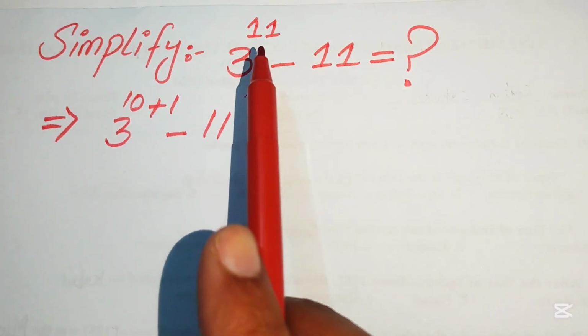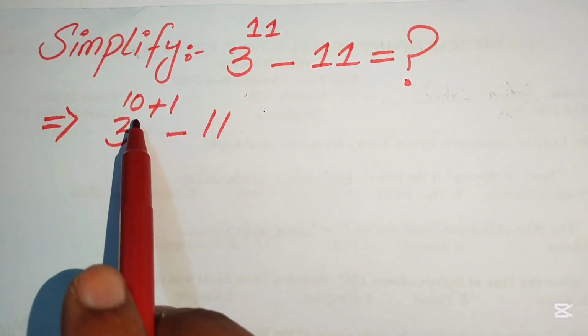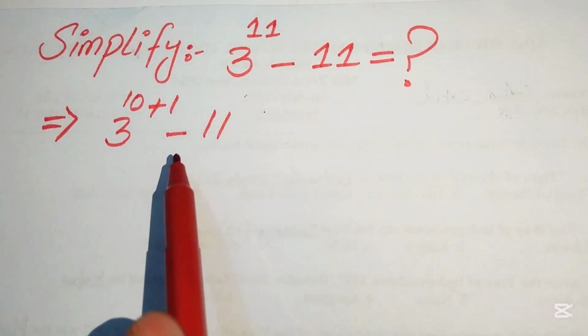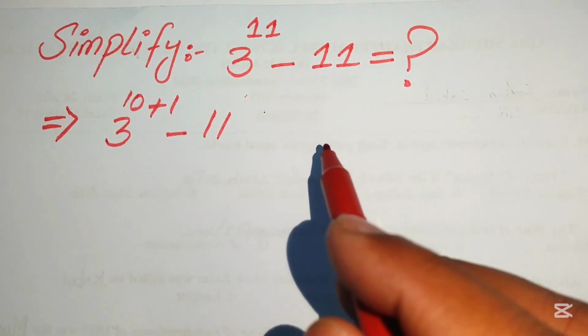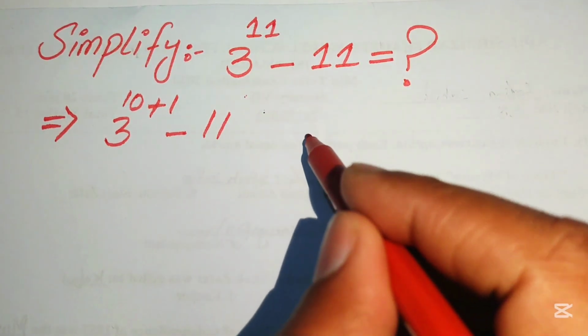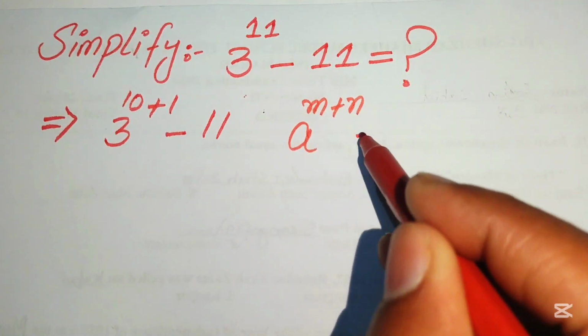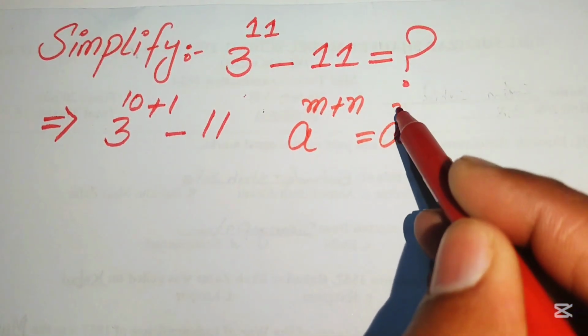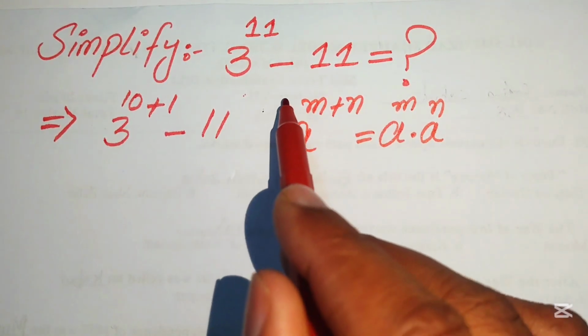So now first we break this 11 and we write it as 3 to the power of 10 plus 1 minus this 11. Okay, so here we apply the nice exponential law. You know about this law. If we have a to the power of m plus n, it is equal to a to the power of m into a to the power of n.